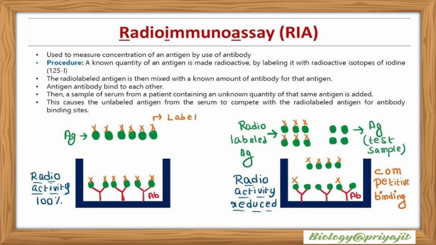Radioimmunoassay: the diagram shows that it is used to measure the concentration of an antigen by use of antibody. The procedure: a known quantity of antigen is made radioactive by labeling it with radioactive isotopes of iodine, I-125. Then the radiolabeled antigen is mixed with a known amount of antibody for that particular antigen. Then antigen and antibody bind to each other, and a sample of serum from a patient containing an unknown quantity of that same antigen is added. This causes the unlabeled antigen from the serum to compete with the radiolabeled antigen for antibody binding sites.